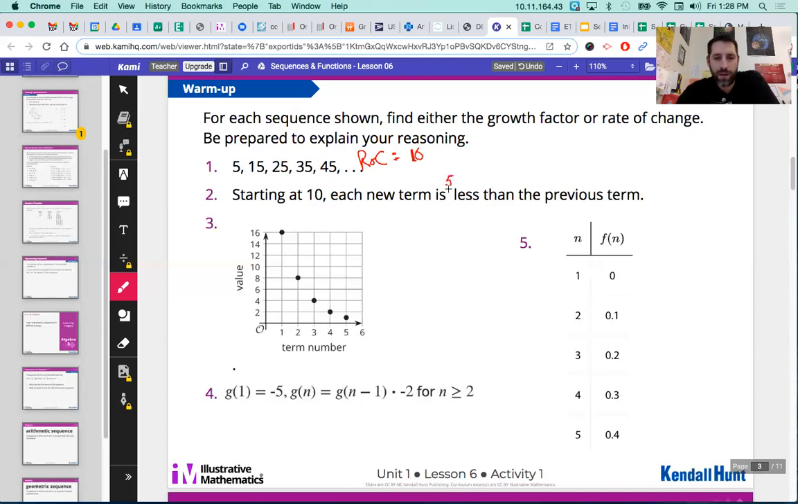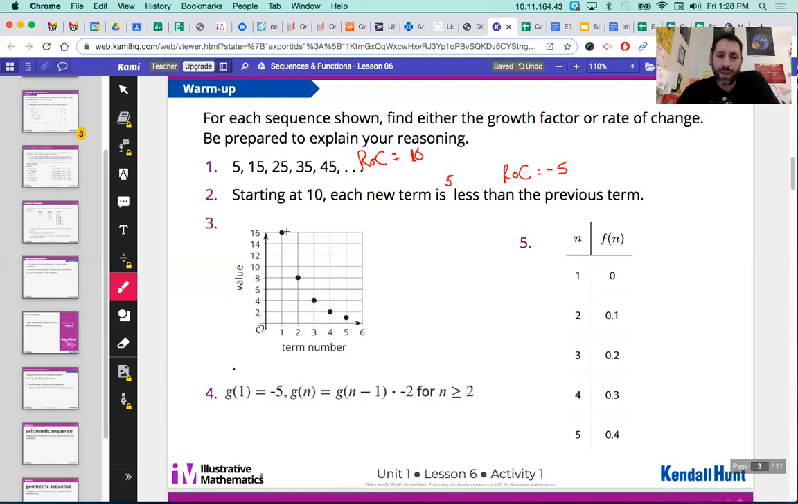This is supposed to be 5. I don't know why it disappeared. Starting at 10, each new term is 5 less than the previous term. This one's also going to be a rate of change, but in this case, it's going to be negative 5, okay? Because we're subtracting 5 each time. It's 5 less than the previous term.